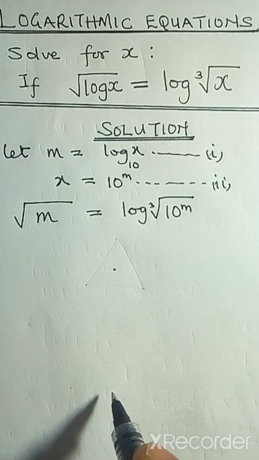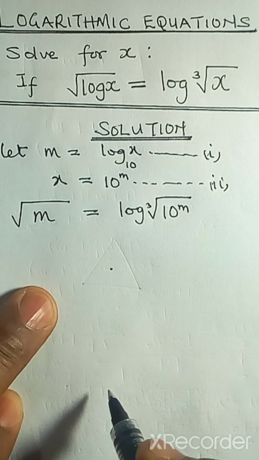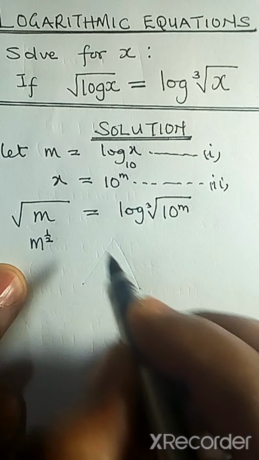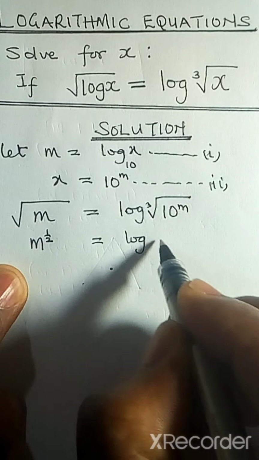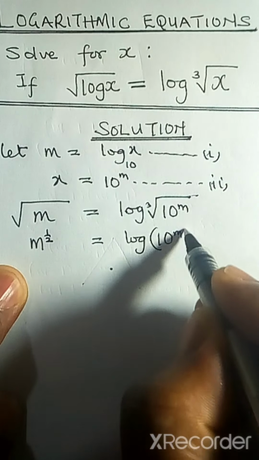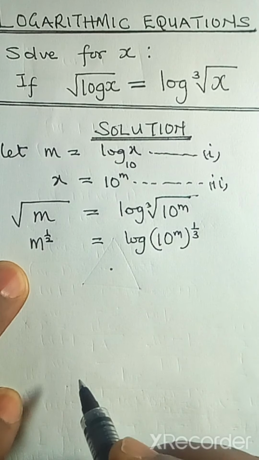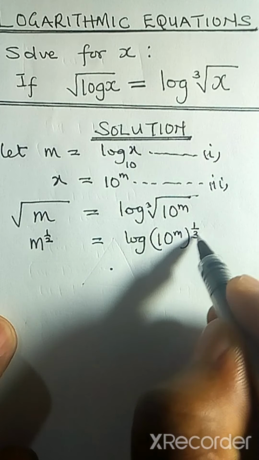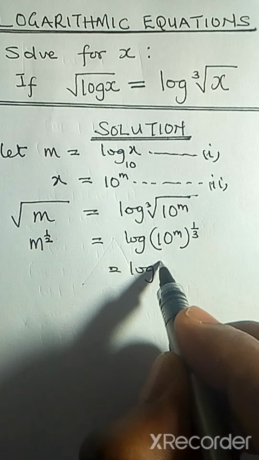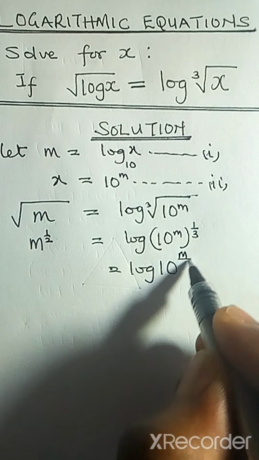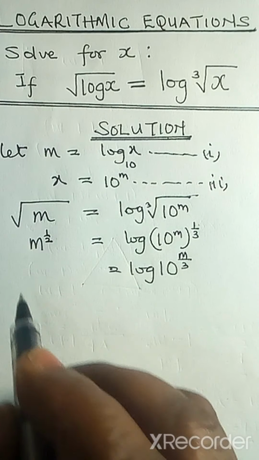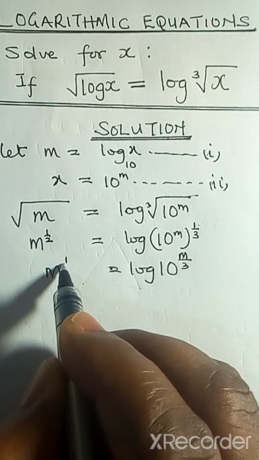All right, now we need to change this to m raised to the power of 1 over 2 equal to log 10 raised to the power of m. Now this cube root can be changed to 1 over 3. Now we are going to multiply these two powers together so that we have log 10 raised to the power of m over 3. That is, m times 1 will give you m. So you have m over 3 this side, and this side we already have m raised to the power of half.